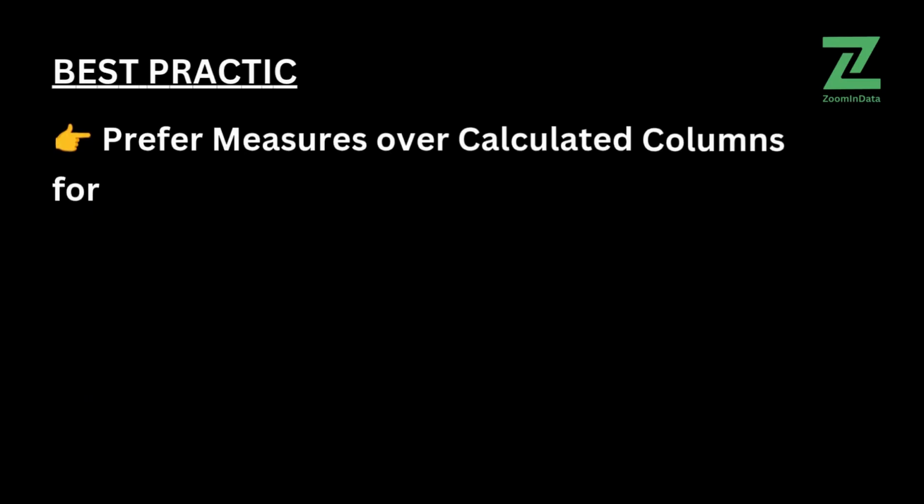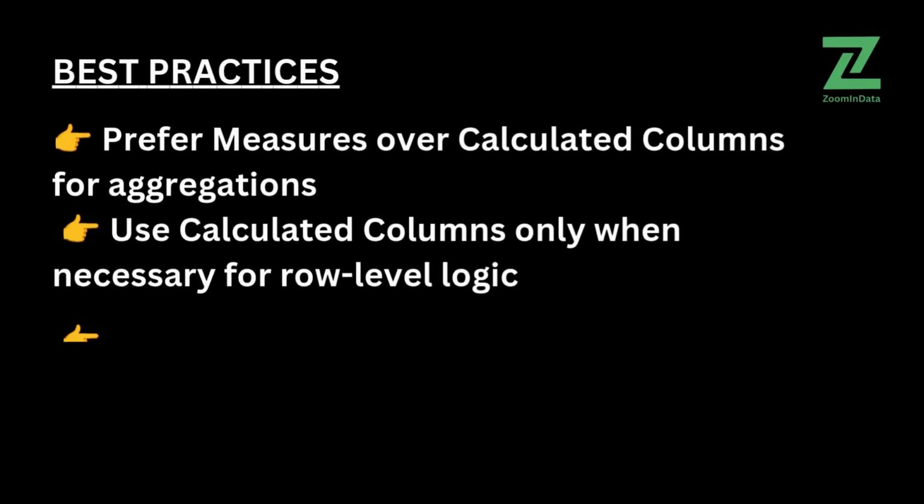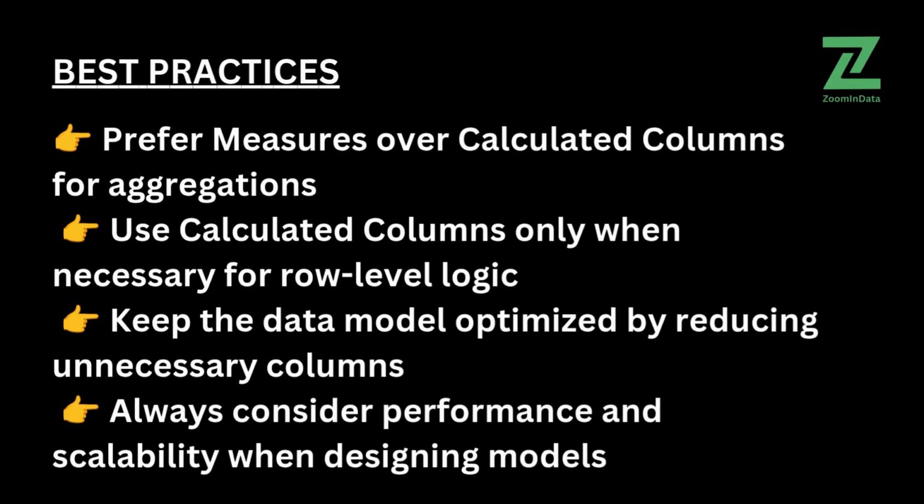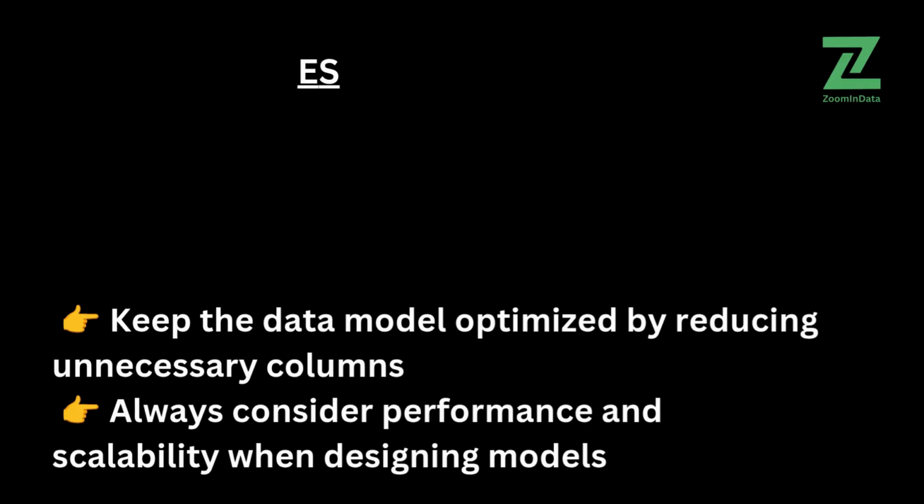As a best practice, you should prefer measures over calculated columns for aggregations. Use calculated columns only when necessary for row-level logic. Keep your data model optimized by reducing unnecessary columns. Always consider performance and scalability when designing your models.